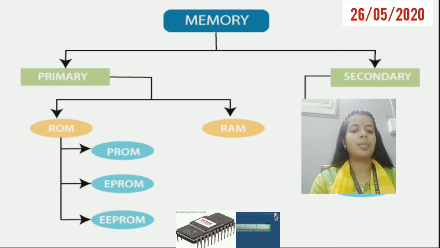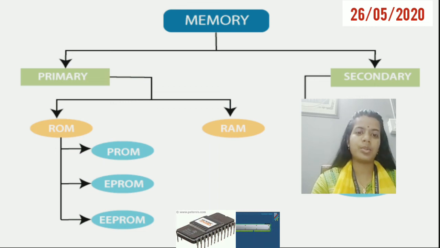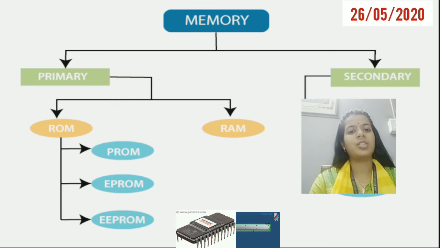How many types of ROM have we learned? Three types. Number one, PROM, in which the information recorded cannot be changed. The second type was EPROM, where the memory stored can be erased by exposing it to ultraviolet light. Finally, the third type of ROM is EEPROM, where the information written on it can be erased by using electric signals.